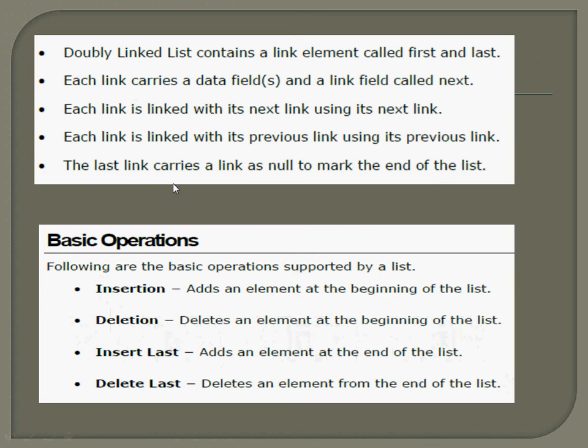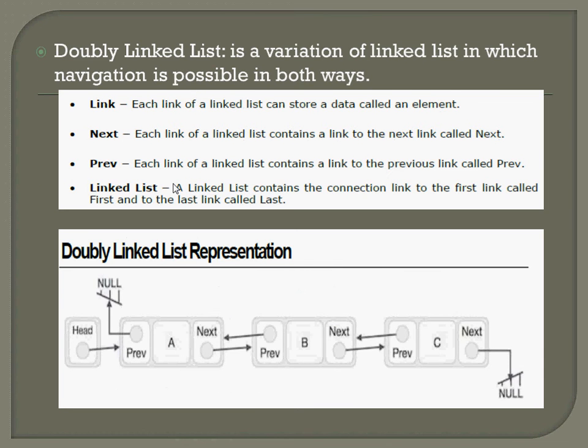A double linked list contains the links called first and last. Each element carries a data field and a field called next, and each element is linked to the next element using the next link. Each element is linked to its previous element using its previous link, and the last link contains null to mark the end of the list. Also, the first element's previous link will be linked to the null element, which shows the beginning of the linked list.